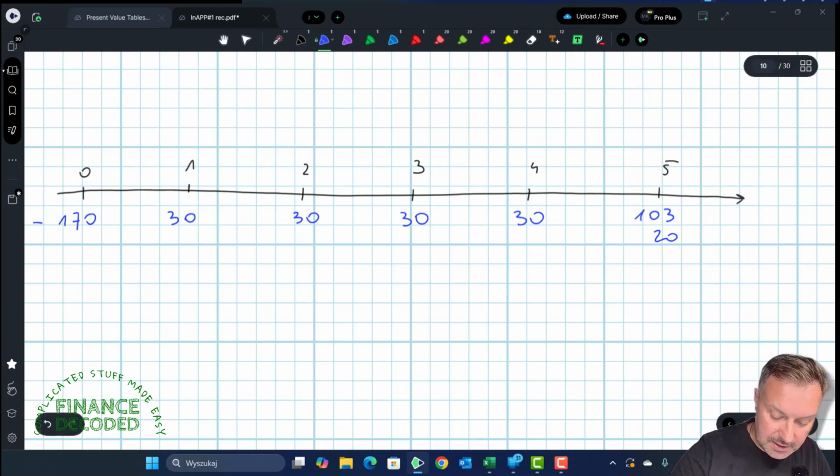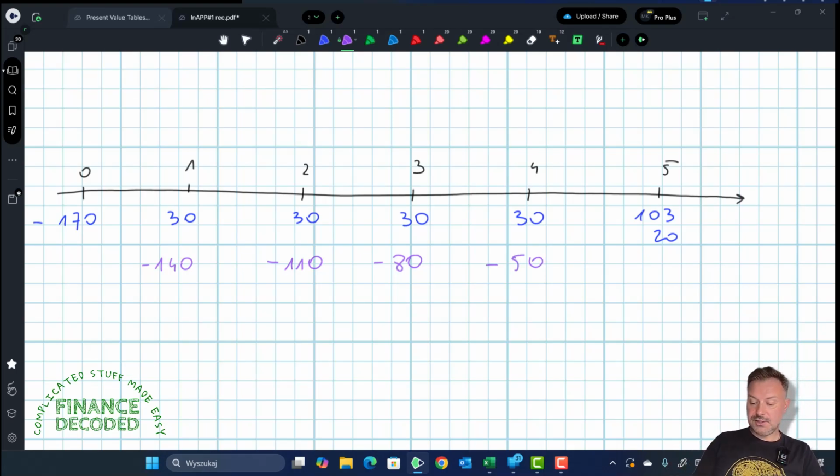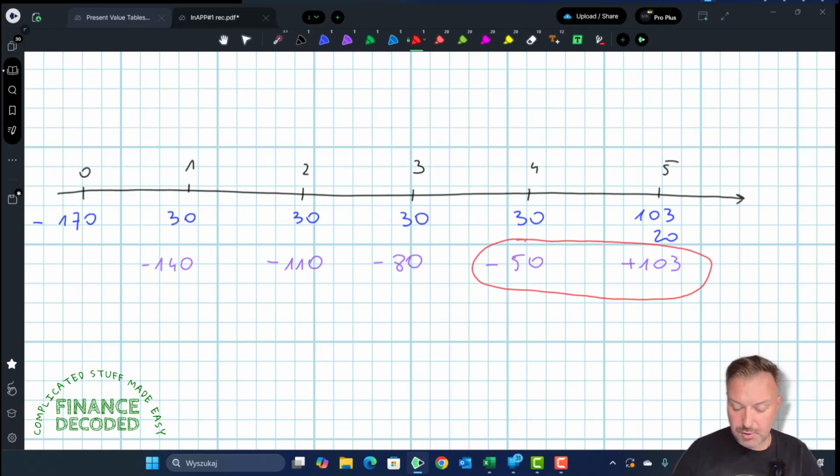of 20. Just like in the case of the first project, I'm going to calculate the cumulative cash flow. It's going to be 140 negative after year 1, adding 30, I get 110 negative after year 2, minus 80 after year 3, minus 50 after year 4, and plus 103 after year 4. Quite clearly the payback period of project B is longer than the one of project A.